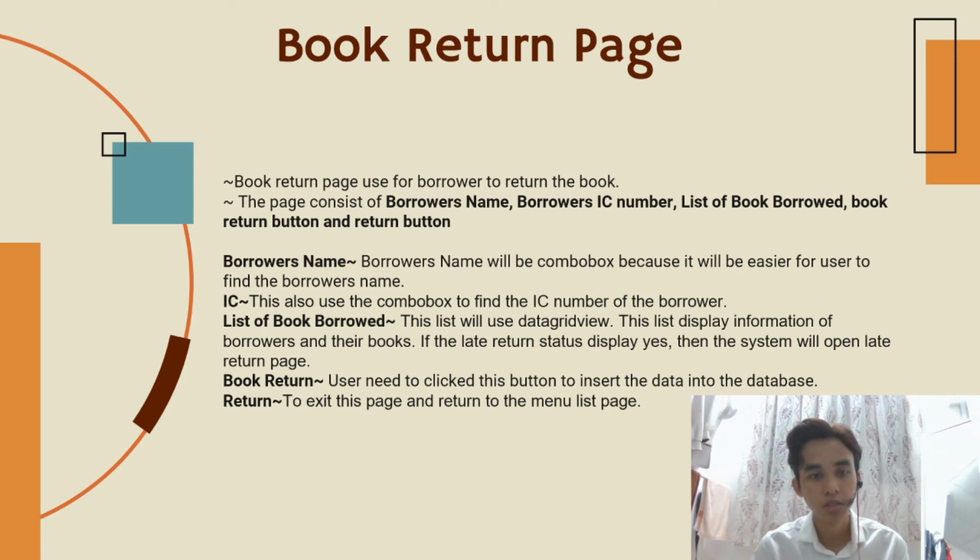Also, IC number uses a combo box to find the IC number of the borrower. Then we have the list of books borrowed. This list will use a data grid view. This list displays information of borrowers and their books.